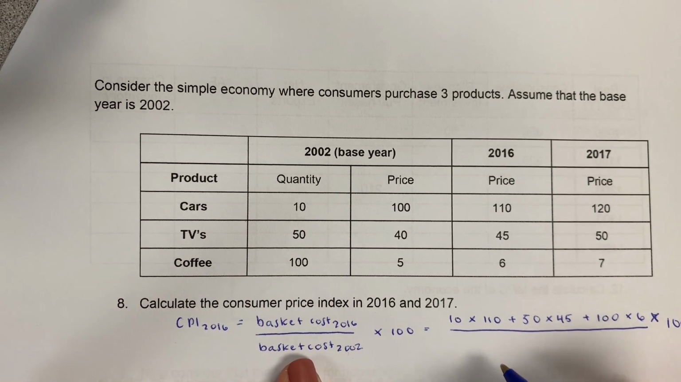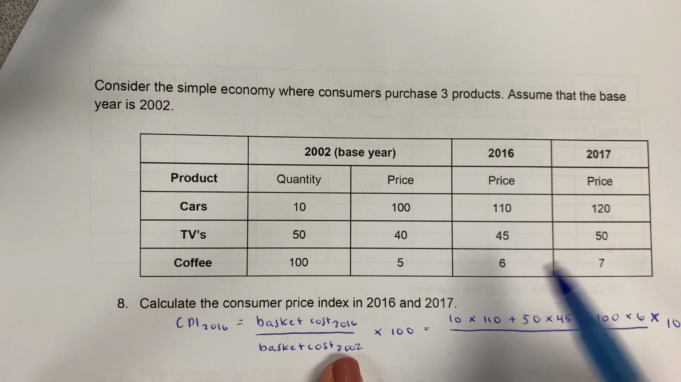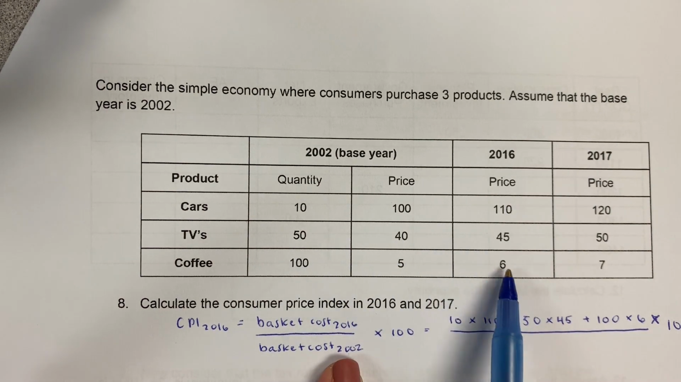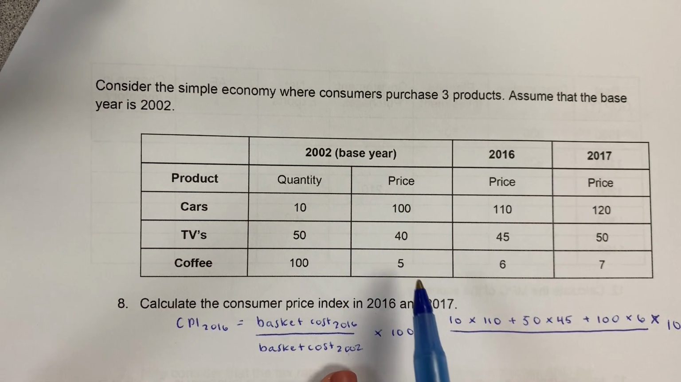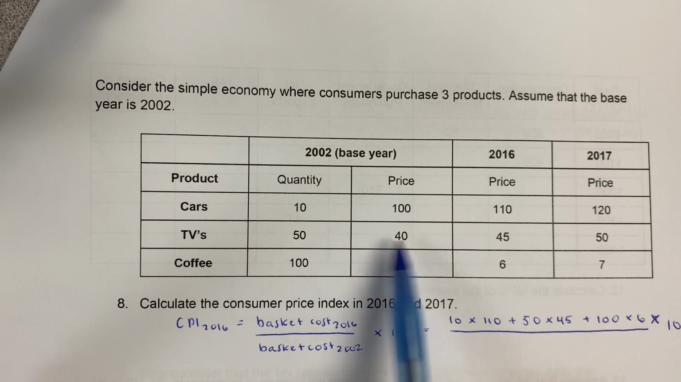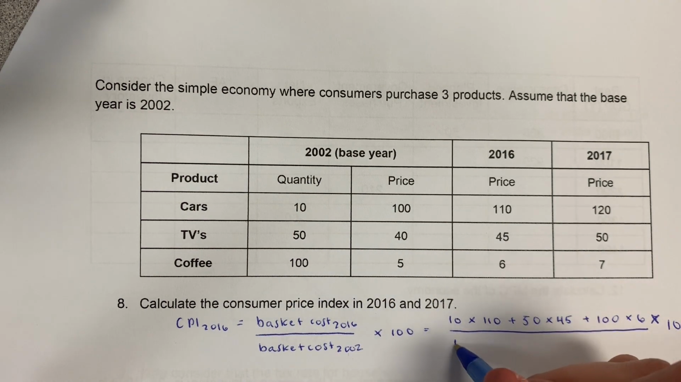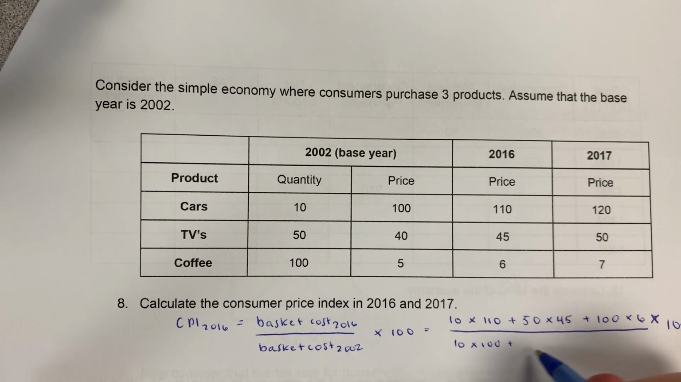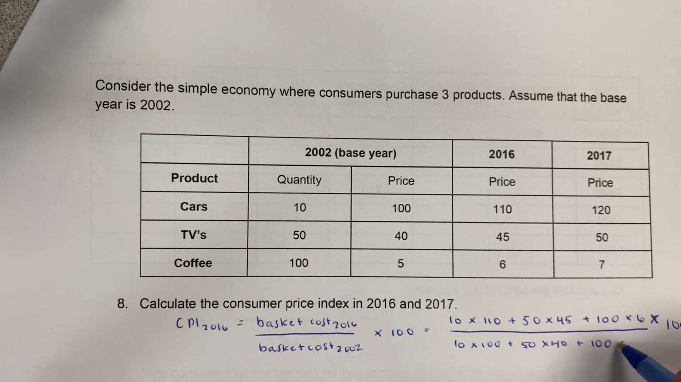So then basket cost in 2002. Now, instead of using prices in 2016, we're going to be using the prices in the base year, right? So we're going to do 10 times 100 plus 50 times 40 plus 100 times 5. And we're going to multiply this by 100.